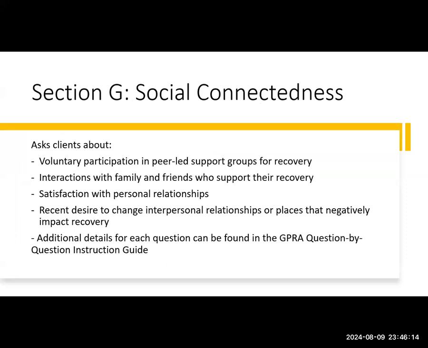We've come to section G, which covers social connectedness. The section asks clients about any voluntary participation in peer-led support groups for recovery, about interactions with family and friends who support their recovery, about their satisfaction with personal relationships, and about any recent desire to change interpersonal relationships or places that negatively impact their recovery.